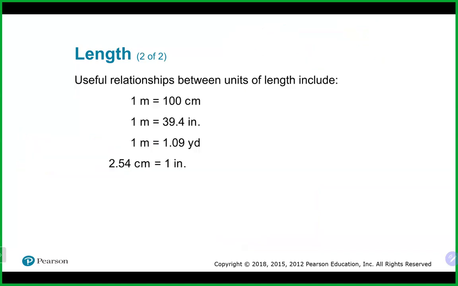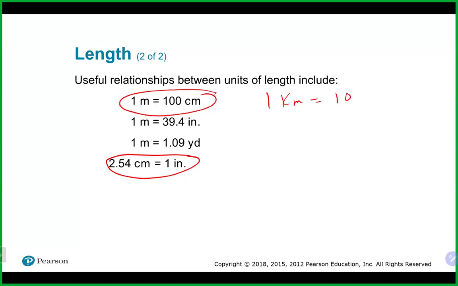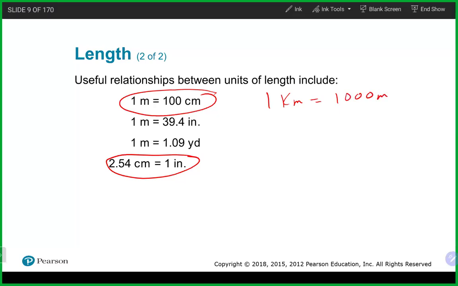So a couple of common conversions. 1 meter is 100 centimeters, which we use a lot. A meter is 39.4 inches, with 2.54 centimeters in an inch. Also, 1 kilometer is 1,000 meters. That's also one that we use a lot as well.